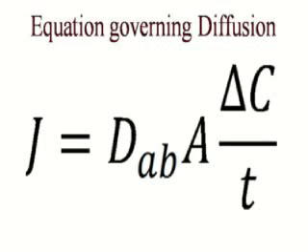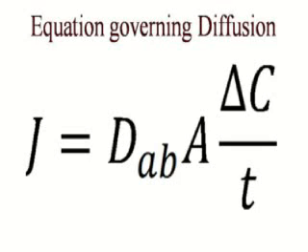mass transfer by diffusion. Now the main equation that governs diffusion mass transfer is shown on the screen. We see that J is equal to D multiplied by A delta C over T. Now what does each symbol represent? J represents the rate of mass transfer, which is kilogram per second, the amount of atoms transferred in each second.